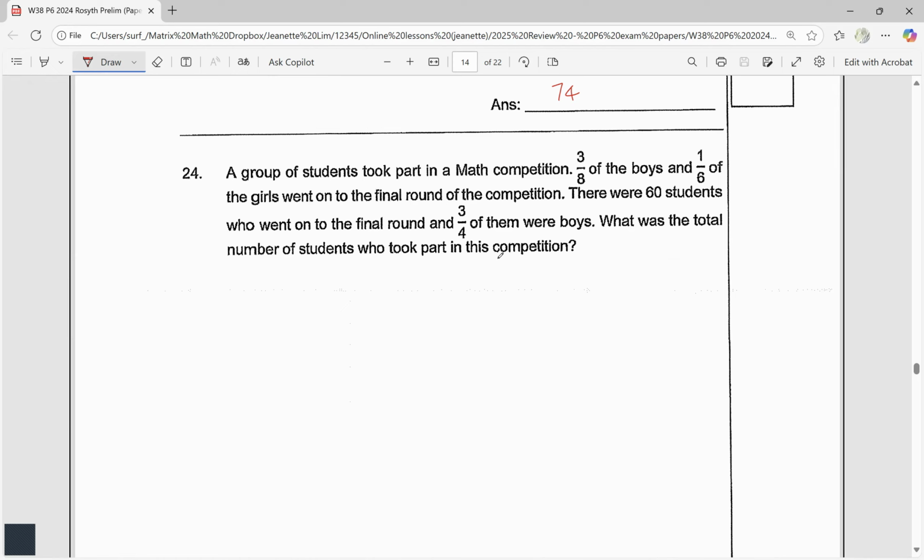Okay, I'm going to use ratio. So if we have 3/8 of the boys going to the final round, 3 is referring to the boys that went to the final round. 8 is referring to the total number of boys. For the girls, we have 1/6 going to the final round. So the girls that went to the final round, to the total number of girls, is 1 to 6.